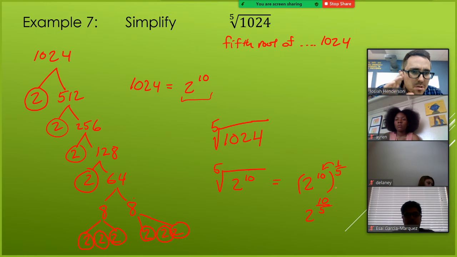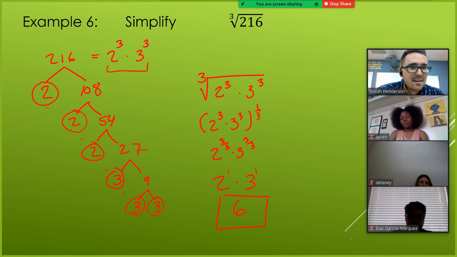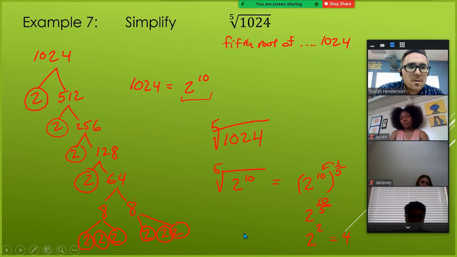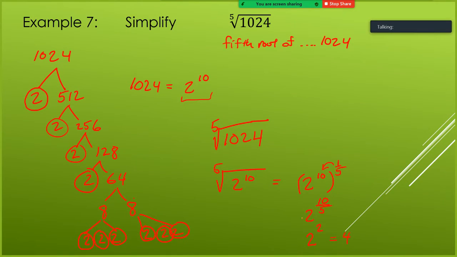And then simplify or reduce that fraction. So 10 over 5, well, that's 2 itself. So this is 2 to the 2nd power, because 10 divided by 5 is 2. And this is correct, but we can figure out what number that actually is. 2 to the 2nd power, that's 4. So our final answer here is 4. Okay.